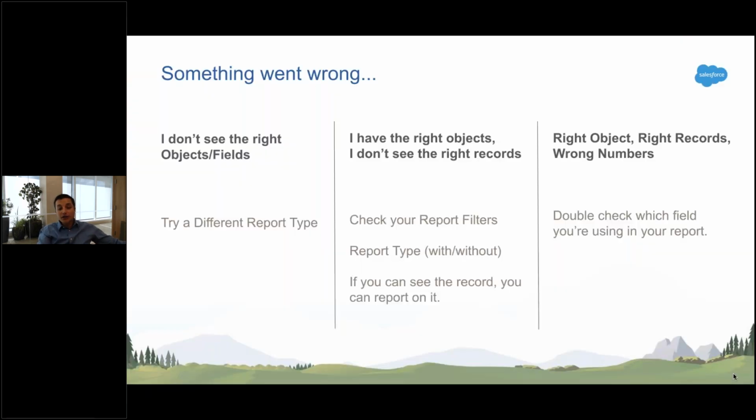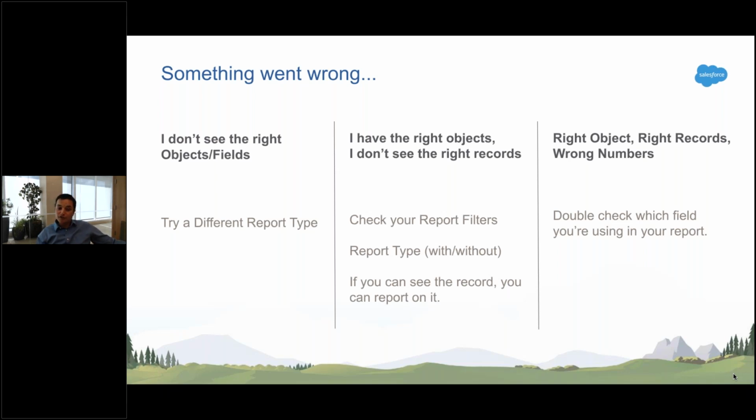All right, so when you build a report, you might have some problems. So let me just tell you what's most likely. If you don't even see the right object or fields at all, that's probably your report type. If you have the right objects and fields, but you don't see the right records, it's most likely your filter. It's got to be your filter, otherwise you'd see everything.